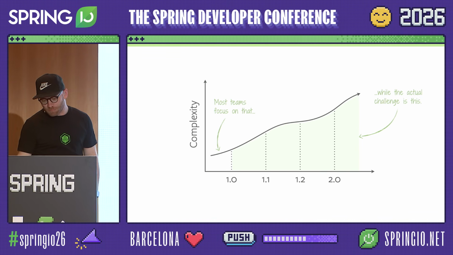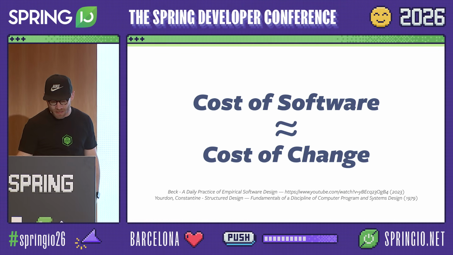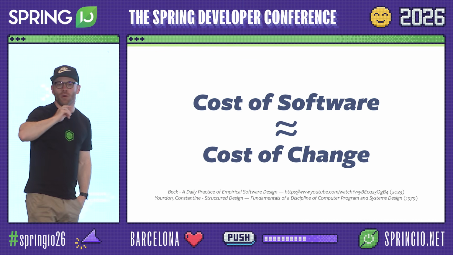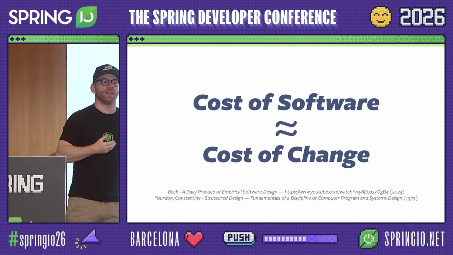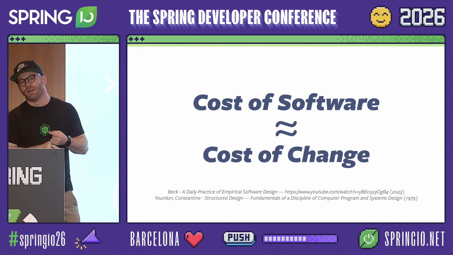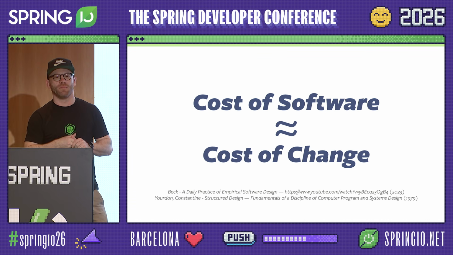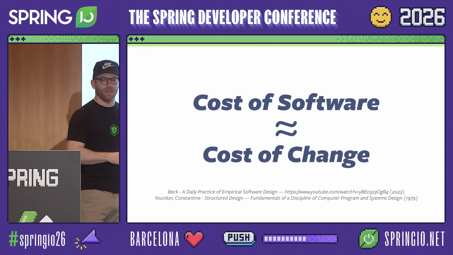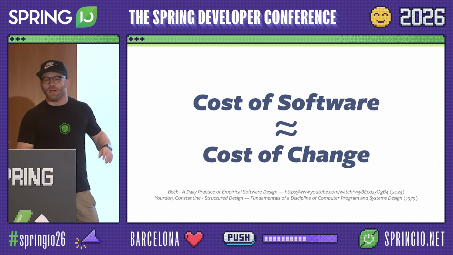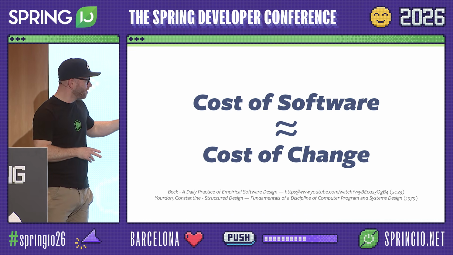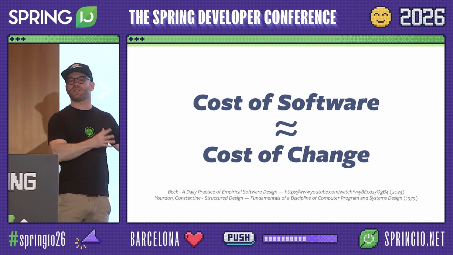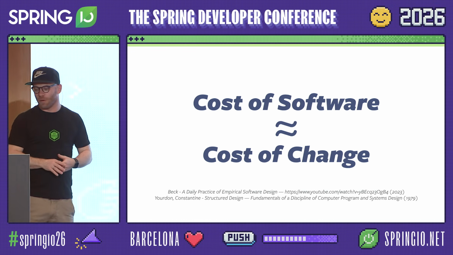There's a book called Structured Design by Larry Constantine and Edward Yourdon. Who has read or heard of the book before? No one. It came across my desk when I was watching a talk by Kent Beck about the cost of change and the cost of software, and he basically cites a couple of sections from the book. The core thesis of the book is that the cost of software is the cost of change, which is directly related to what I've just shown you.